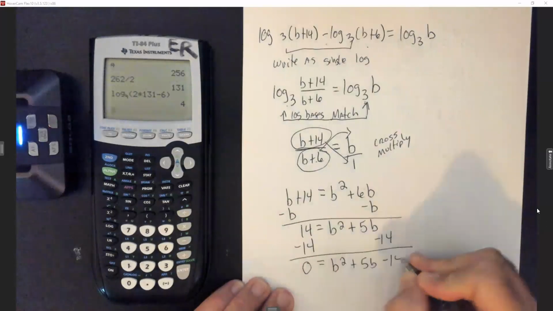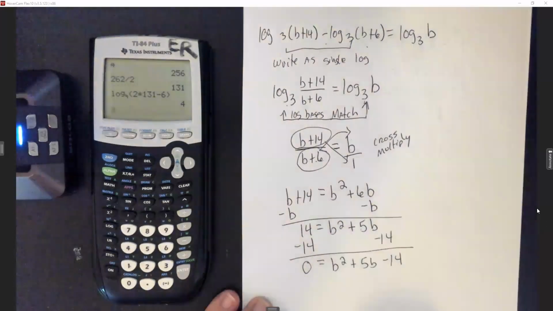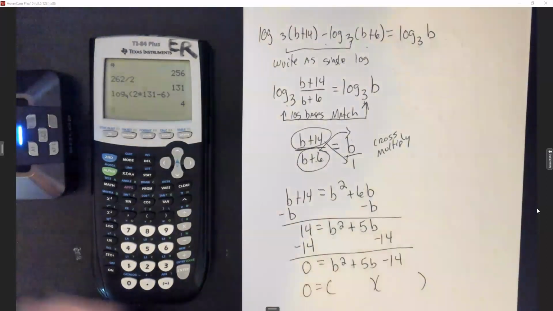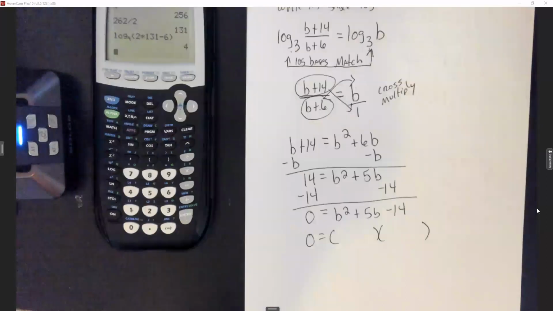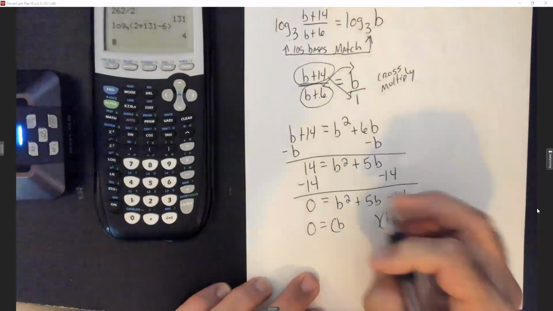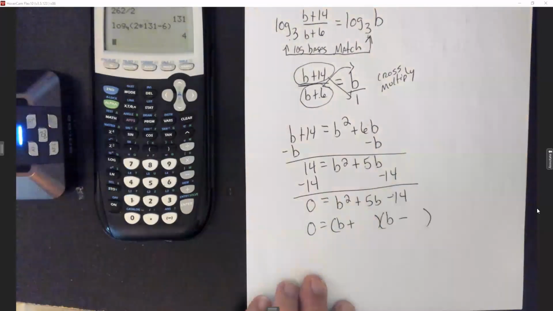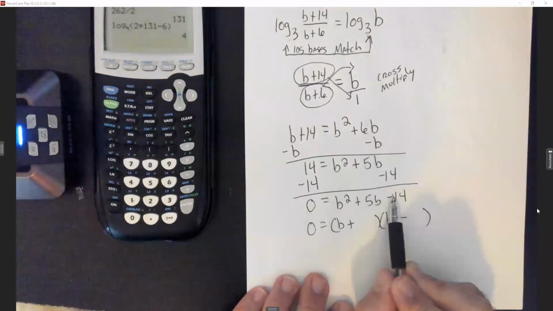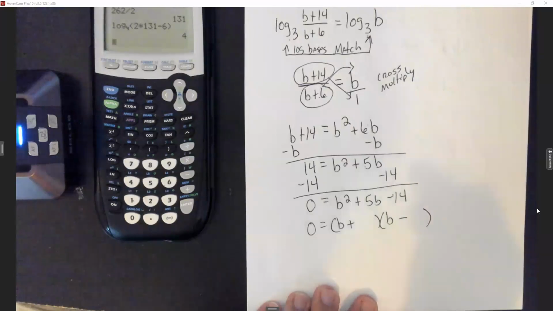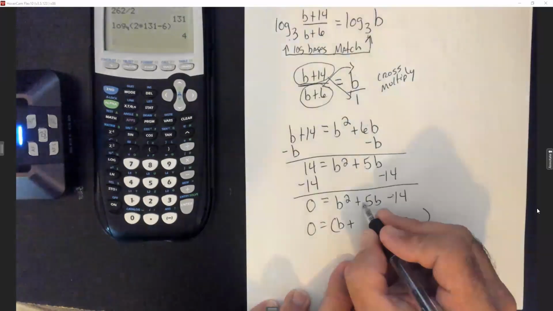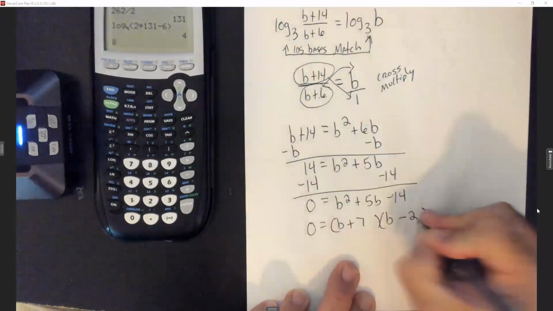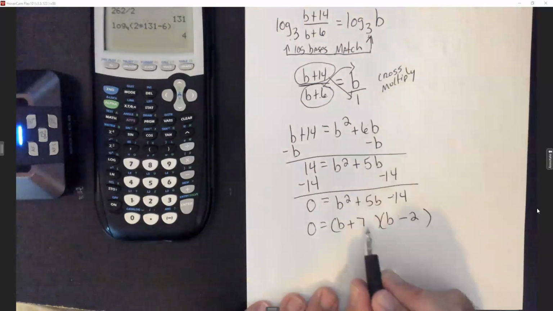minus 14. Now you gotta factor this or hit it with the quadratic formula, okay? So I got a b squared, so that gives me a b and a b. Last one's negative, so one's positive, one's negative. Y'all, you gotta have unlike signs when the last number is negative. And then factors of 14 that give me 5. Well, 14 and 1 is 13. 7 and 2 equal 5. Larger number 7 is positive like the middle, and the 2 is negative. They add to get 5, multiply to get negative 14.